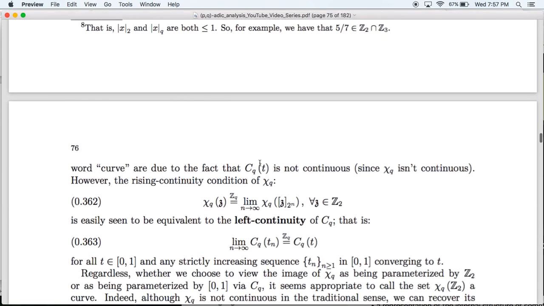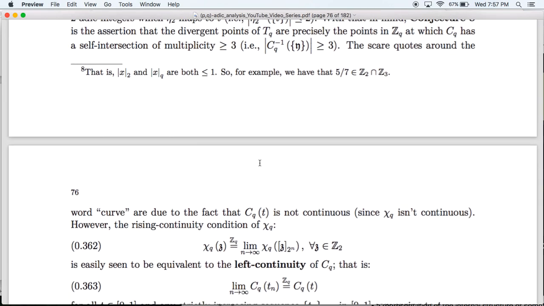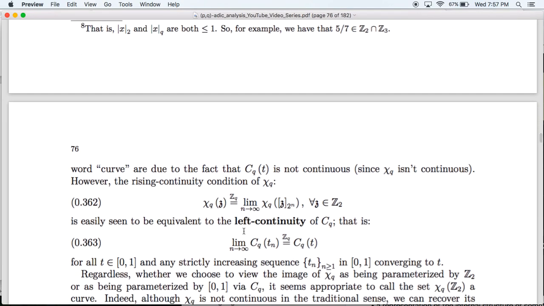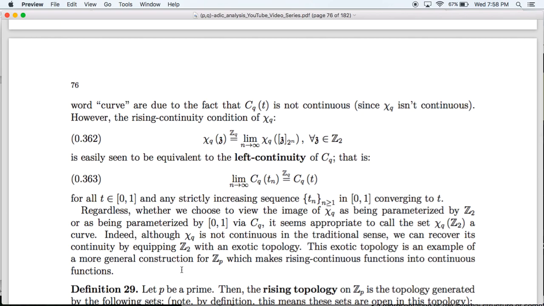These scare quotes around the word curve here are due to the fact that chi_Q of t is not continuous, since chi_Q isn't continuous. However, the rising continuity condition of chi_Q is easily seen to be equivalent to the left continuity of C_Q, meaning that for any strictly increasing sequence t_n in [0,1] that converges to t, this limit holds. Regardless of whether we choose to view the image of chi_Q as being parameterized by Z_2 or as being parameterized by [0,1] via C_Q, it seems appropriate to call this set here a curve.